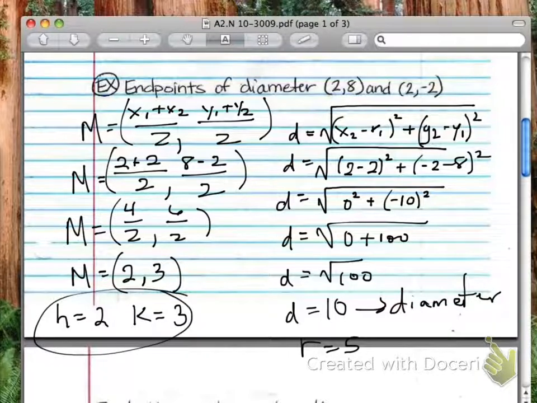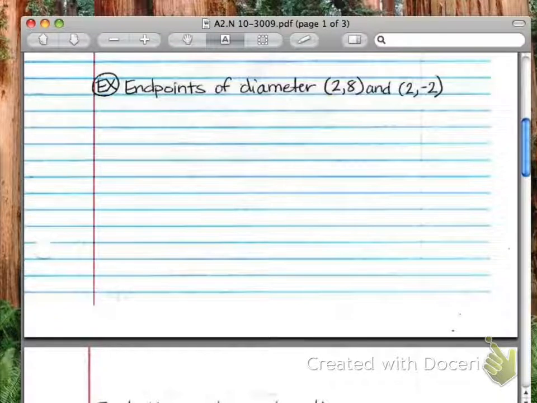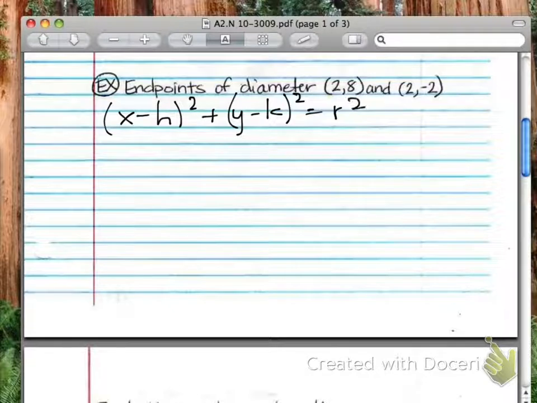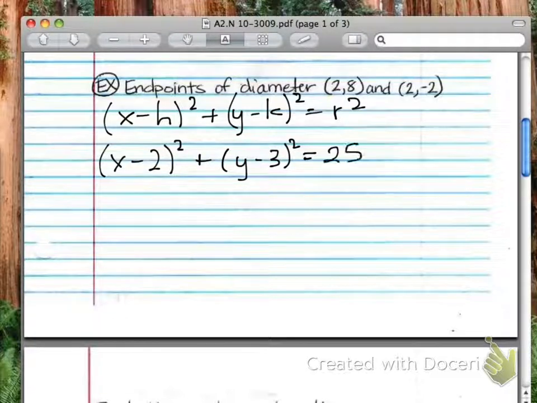So now I have h, k, and I have r. Now I can go ahead and plug it into our formula. So, tell me again the standard form. I just told you guys a second ago that you would not need to memorize that one table from yesterday. However, you will need to know the differences between the vertex form or parabola form, standard form, and the circle standard form. So now I plug it in. I have x minus 2 squared plus y minus 3 squared equals 25. And tomorrow's quiz is only over 10-1 and 10-2.